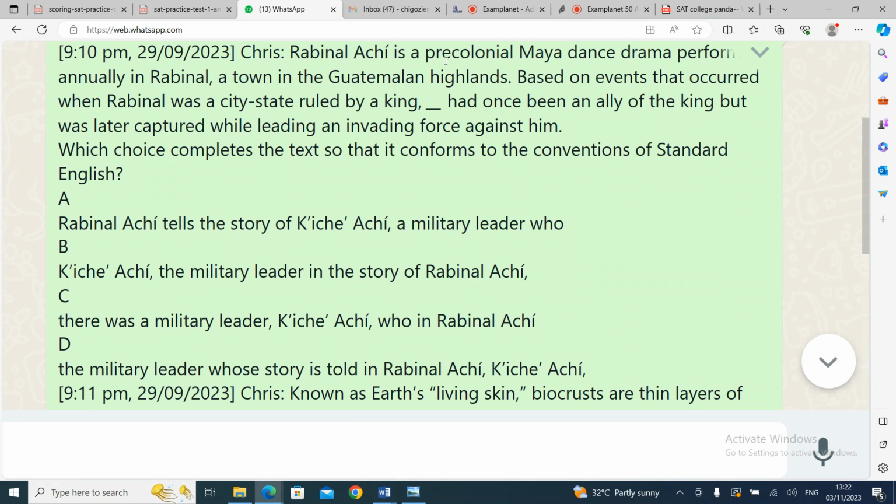Rabina Achi is a pre-colonial Maya dance drama performed annually in Rabinao, a town in the Guatemalan highlands, based on events that occurred when Rabina was a city ruled by a king. So the question is, what is based on events, right? It has to be this Maya dance, Rabina Achi. Do you understand?